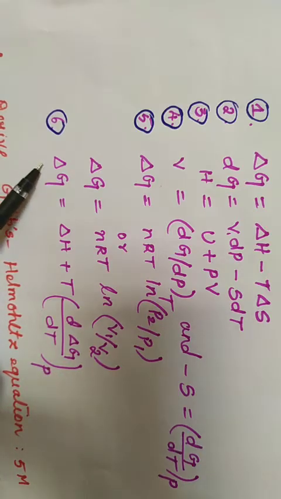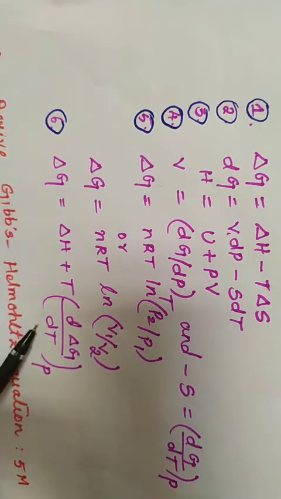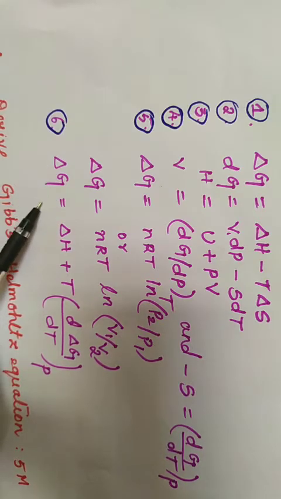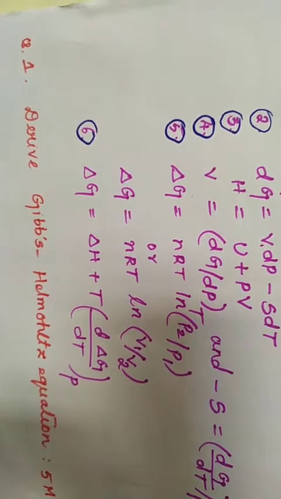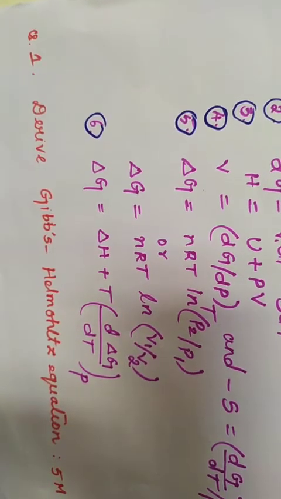So equation 6 is the Gibbs-Helmholtz equation. Another form of expressing the Gibbs-Helmholtz equation is delta G is equal to delta H minus T into d by dT of delta G at constant pressure. Now, hope the different forms of the free energy have been expressed here.